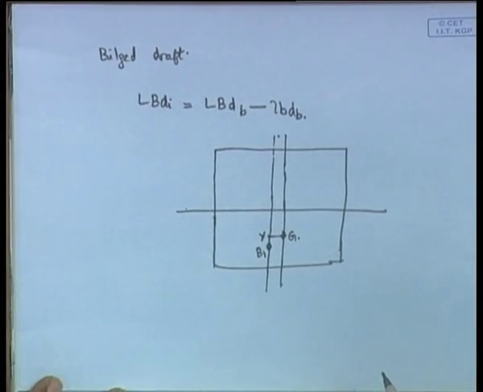Now, what happens? Why is the ship trying to heel? First of all, the ship is trying to heel because G and B are now not in the same vertical line. When G and B are not in the same vertical line, there is a moment acting, and the ship will heel to such an extent that finally G and B will come in the same vertical line. Then the moment becomes 0 and the ship is more or less stable in that condition. That is why the ship is trying to heel.